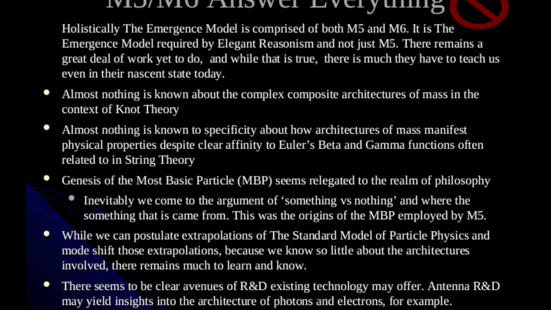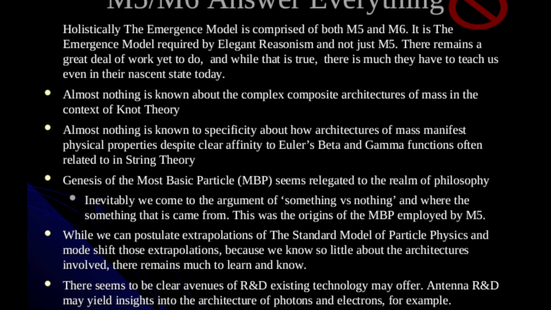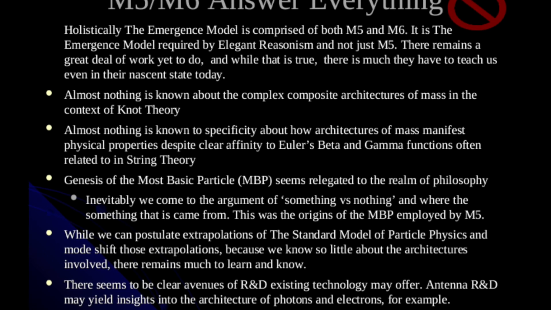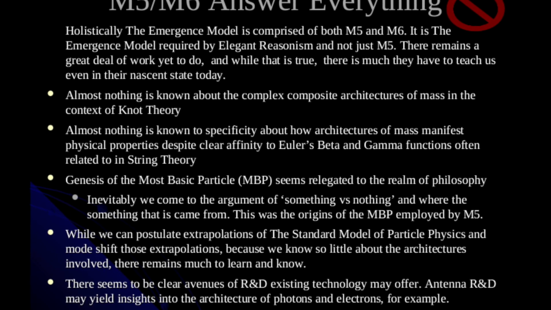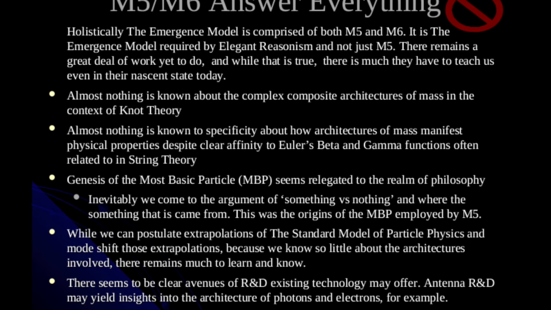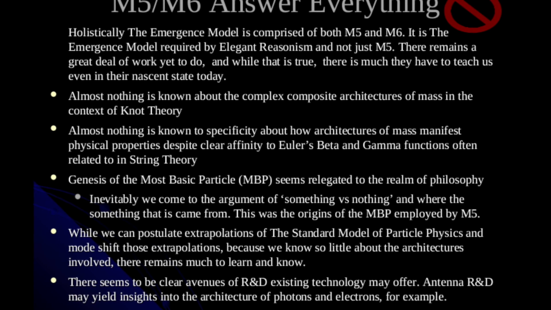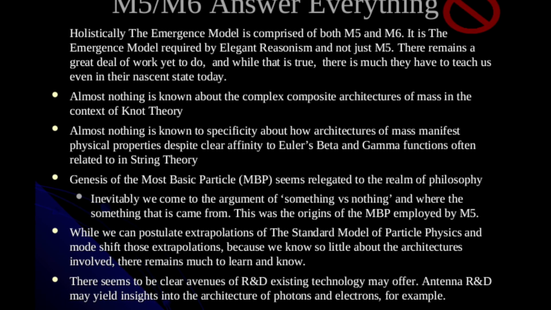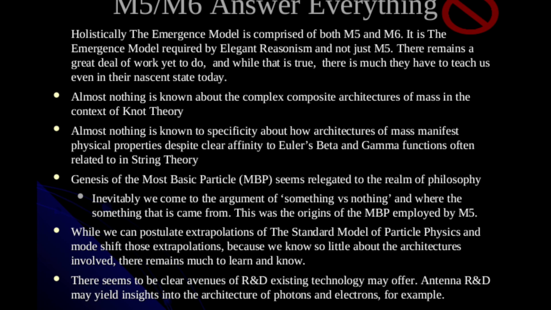For example, we know almost nothing about the complex composite architectures of mass in the context of knot theory relative to M5. And one of the proposals that we constantly make and request, and we need help, we think that there needs to be a computer system that's probably an order of magnitude larger than Summit, which is the largest, most powerful computer on Earth at the moment.